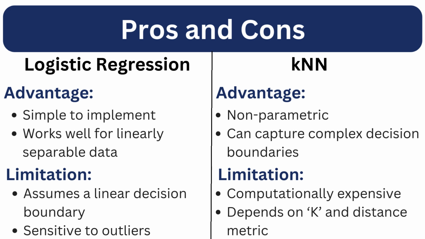Let's talk about advantages of kNN. It is non-parametric and does not assume any specific data distribution. It can capture complex decision boundaries for classification tasks. Limitations. It is computationally expensive, especially for large datasets due to distance calculation for every query point. Its performance depends heavily on the choice of K and the distance metric.